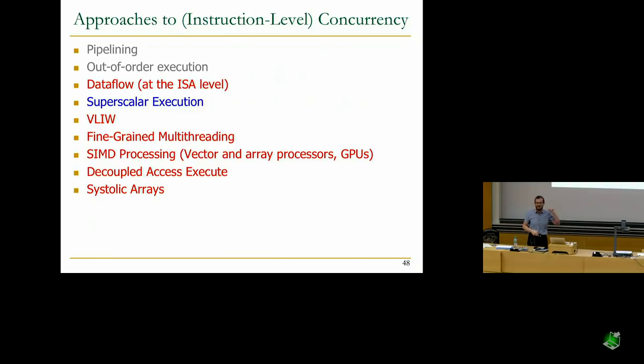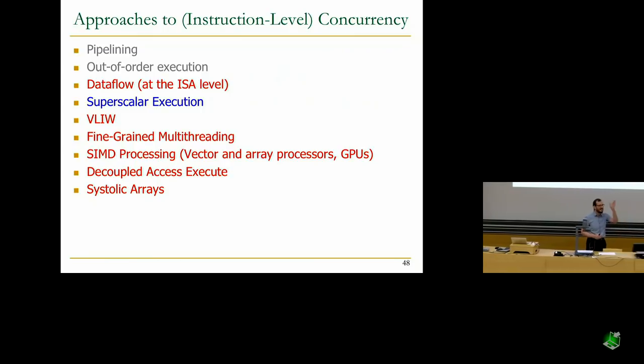Okay, let's cover superscalar execution. Any questions on data flow, out of order? This should be old news because we've already discussed the basic data flow concepts at the ISA level earlier. This is actually a really interesting idea that a lot of people tried to implement for decades, but it became really successful when people said, okay, we're not going to change the ISA. The ISA is sequential, but underneath we're going to implement data flow. That made the entire difference.